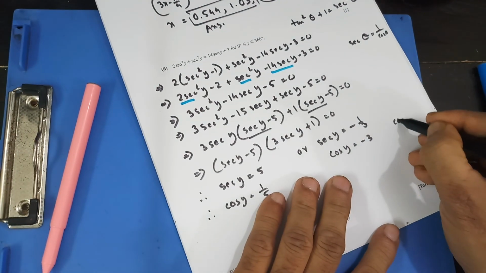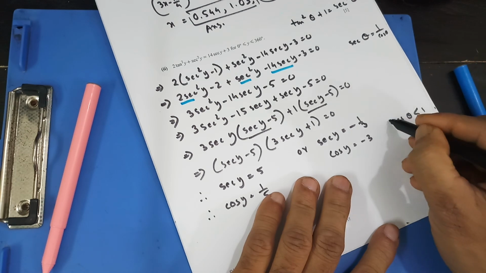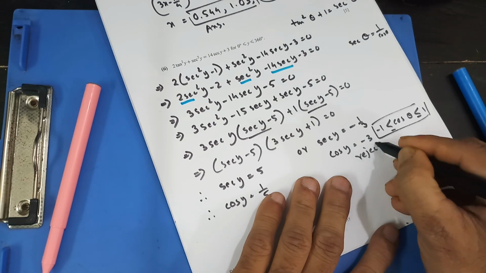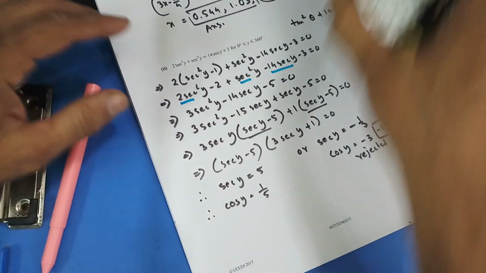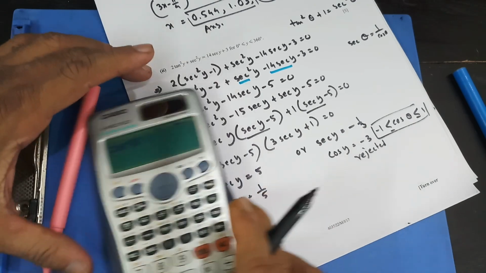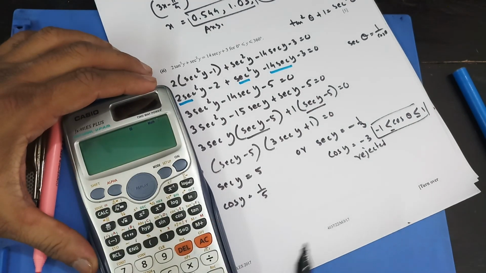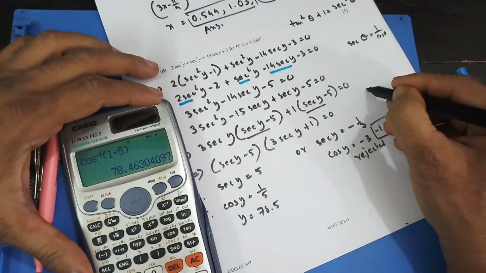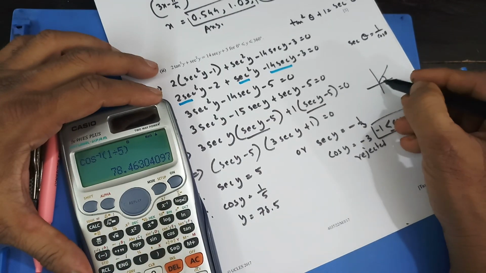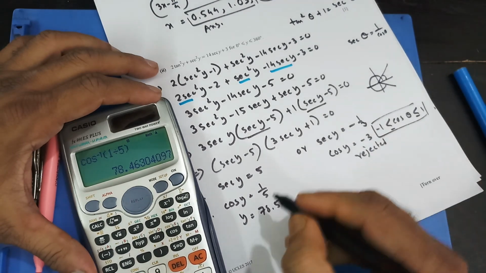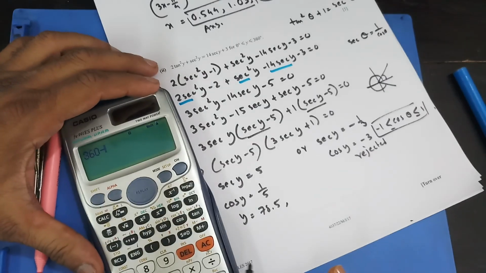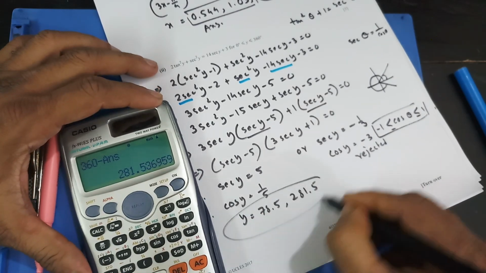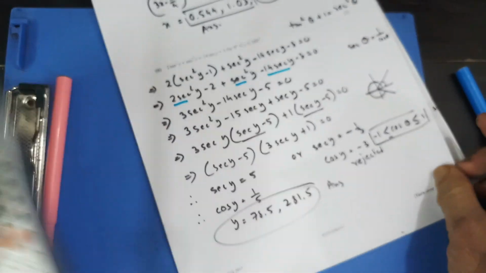Now, cos theta is less than or equal to 1 but greater than or equal to minus 1. We know that. So this value is rejected. Now this one, cos inverse 1 by 5 gives me y equal to 78.5, and for cos we know that one positive is here, another positive is 360 minus theta. So 360 minus answer, that's going to be 281.5. So that's my answer for this. This one is done.